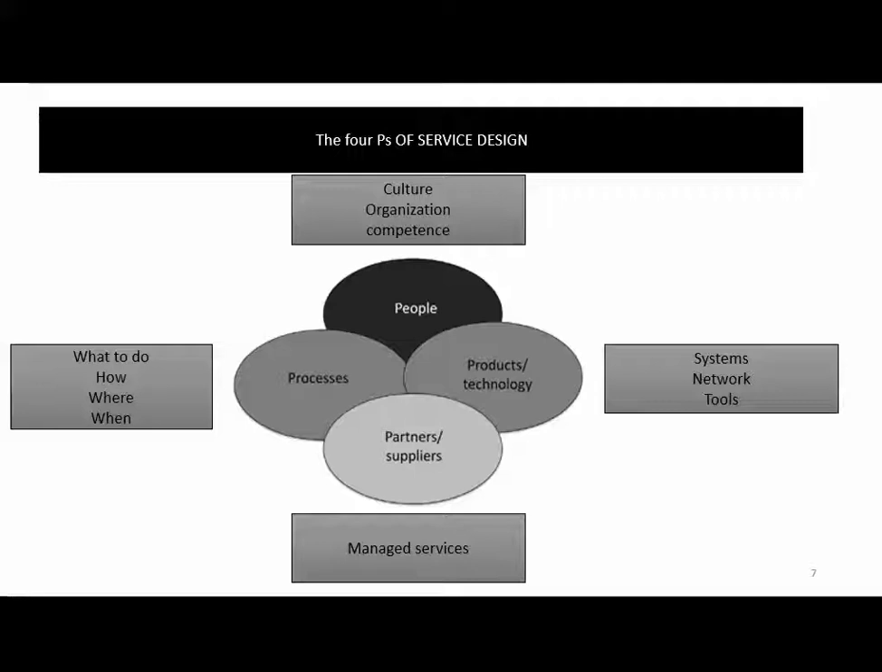Okay, so products, right? Products here stands for technology, and basically what we're taking into consideration is the systems, the networks, and the tools necessary to perform the work. The other P is for partners, in most cases suppliers, right? For managed services. And then the processes. The processes outline what to do, how to do it, where to do it, and when to do it. Okay? That's why you need processes. The process outlines all these things. What to do, how to do it, where to do it, and when to do it.